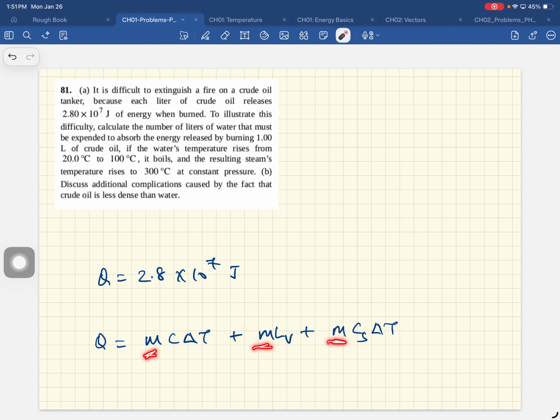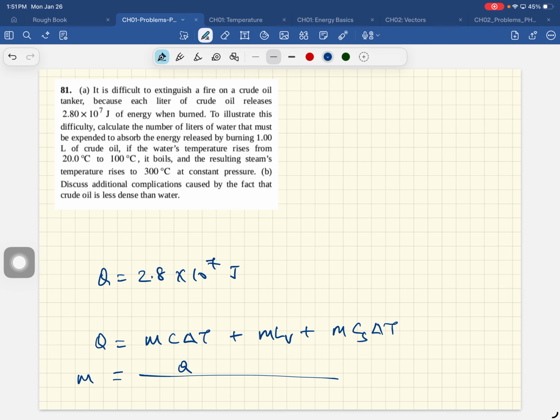Okay, and then you have another problem. What happens when you spray water on oil? The oil rises because it's less dense. That's right, water sinks below the oil. So the water won't even be able to absorb that heat.